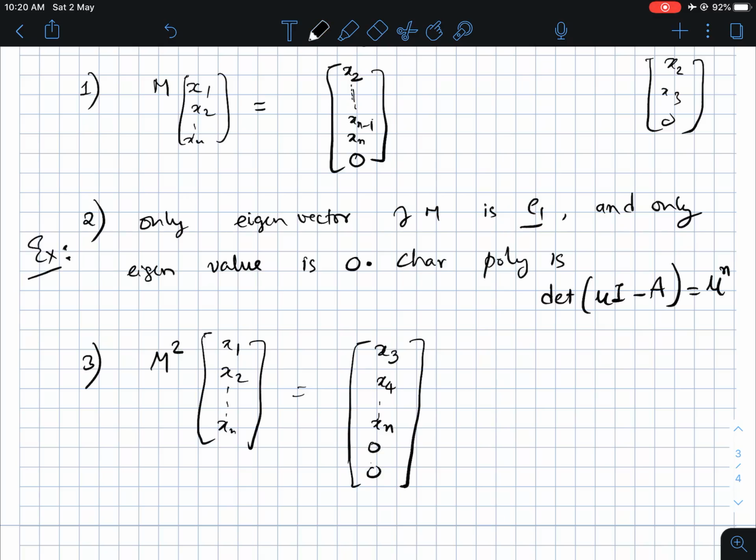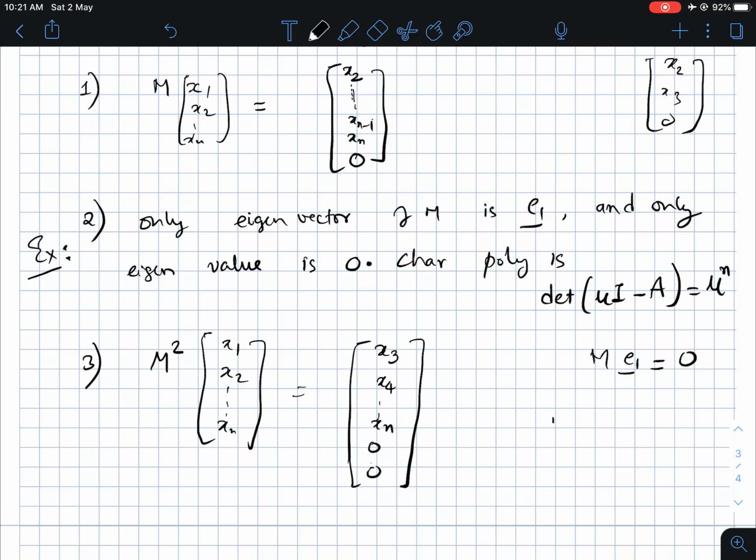Is that okay? Correct? So please recall that M e1 is 0. Why is M e1 0? Because e1 is an eigenvector of M. M square here is going to be a vector that has one additional 0. So M has 1 zero that you introduced apart from the coordinates, and M square has 2 zeros.